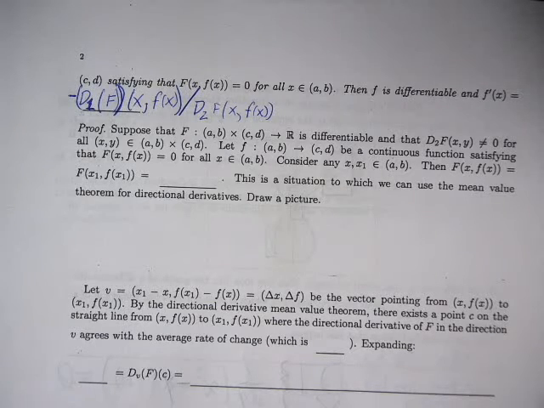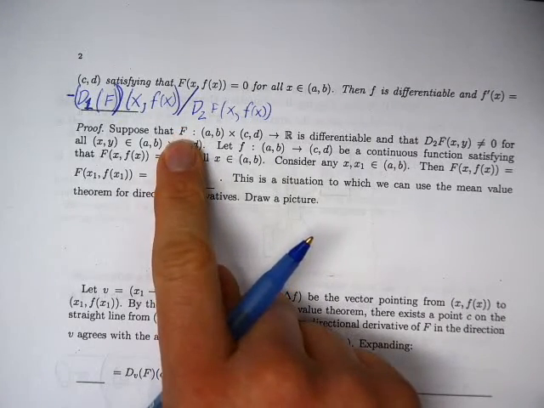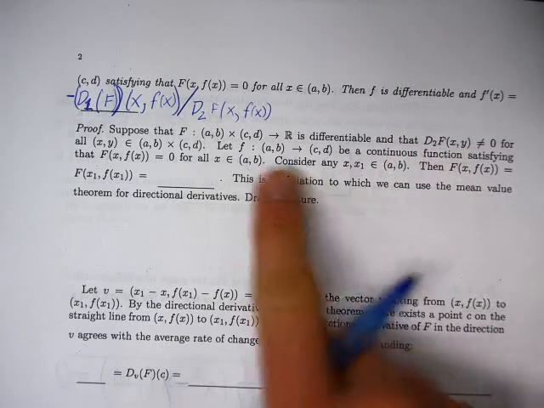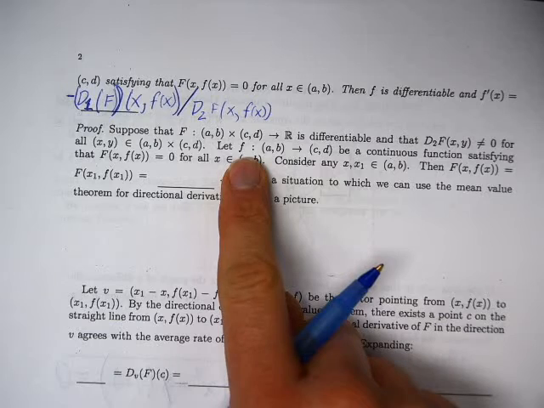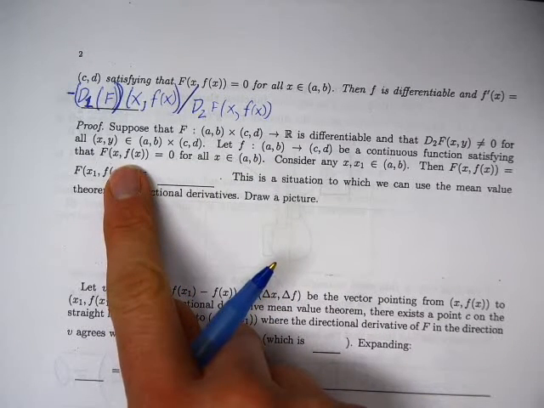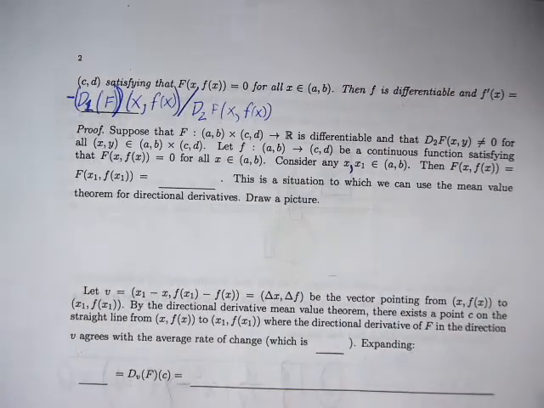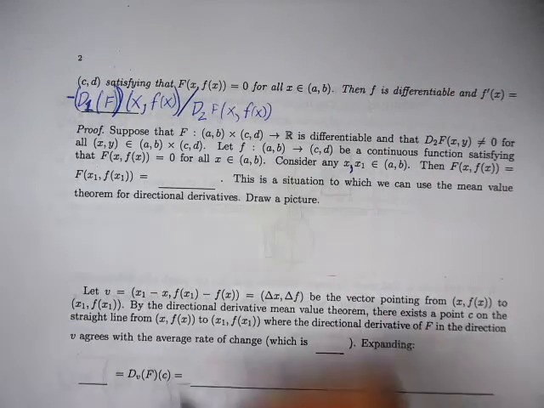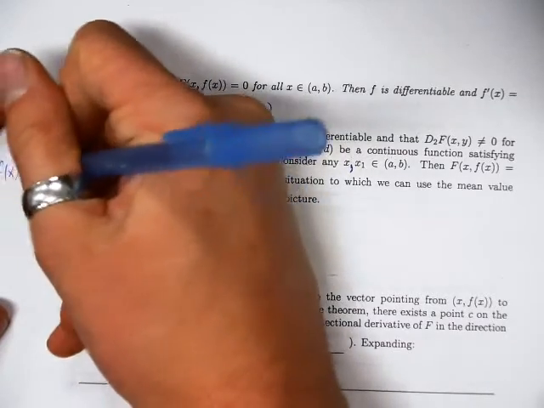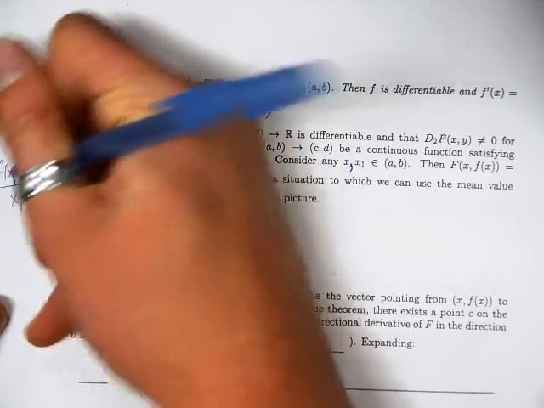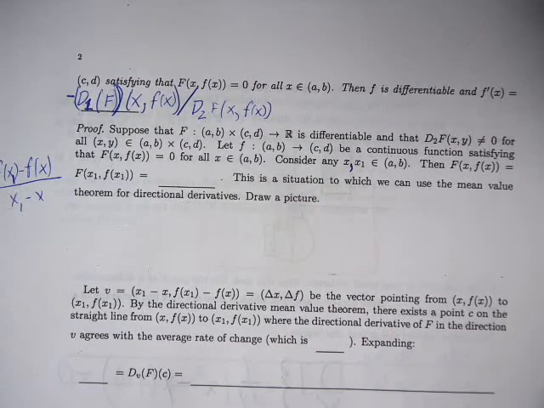Let's try to do it. So let's write down all the assumptions. Let's suppose that big F is differentiable, D2 is not equal to 0. Let f be a continuous function with the right domain and codomain, satisfying that big F evaluated at x comma little f of x is always equal to 0. Let's now consider any two points, x1 and x2 in the domain. I'm going to try to compute f of x1 minus f of x all over x1 minus x, because then I'll take that formula and take the limit as x1 goes to x. That's what I'll try to do.